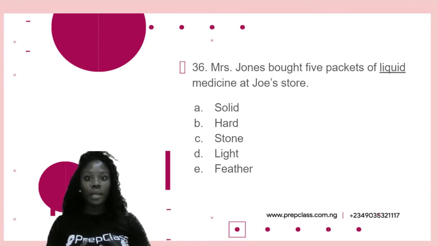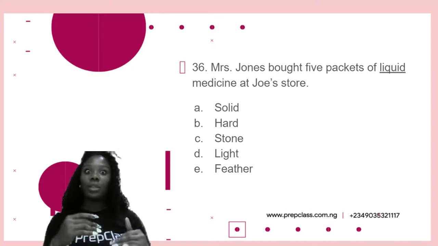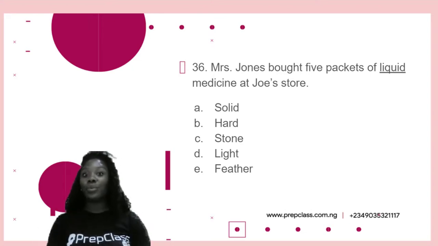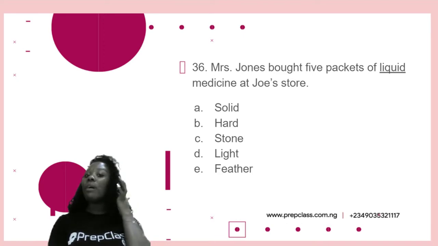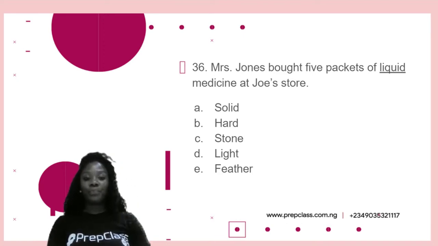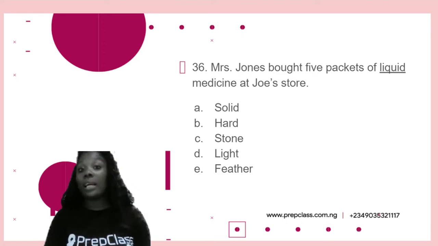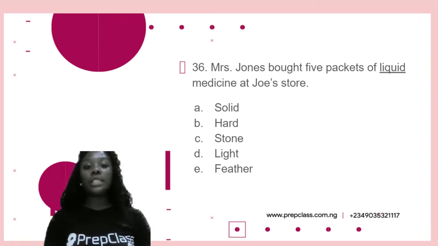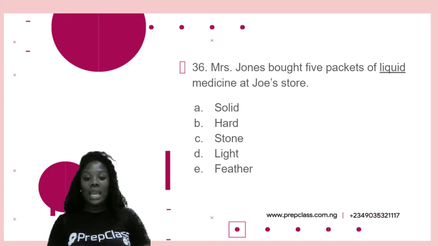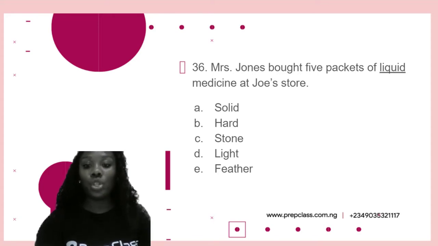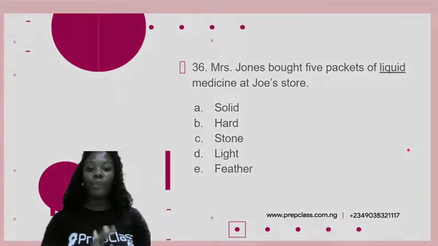Now remember, we're doing antonyms. We're asked to provide antonyms of the underlined words, that's the opposite in meaning to the underlined words. So what's the meaning of the word liquid? Now we have our options: A, solid; B, hard; C, stone; D, light; and E, feather. Which would it be? Let's see.